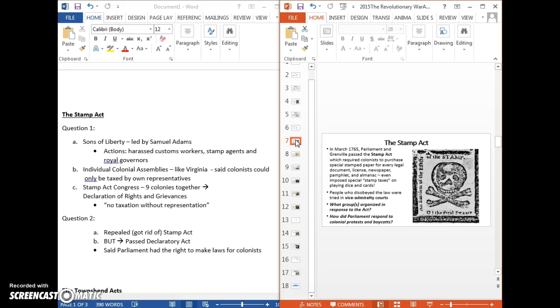And then one of the first examples of this would be the Stamp Act Congress. You have 9 colonies uniting together, and they write up this document called the Declaration of Rights and Grievances. Essentially, they're telling the Crown that they don't believe in Parliament's right to tax the colonists. Why? Because the colonists don't feel like they're actually represented. In the Stamp Act Congress, you hear the cries of no taxation without representation.